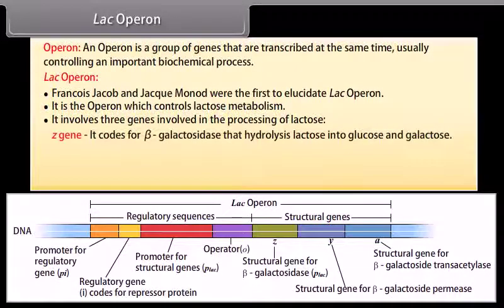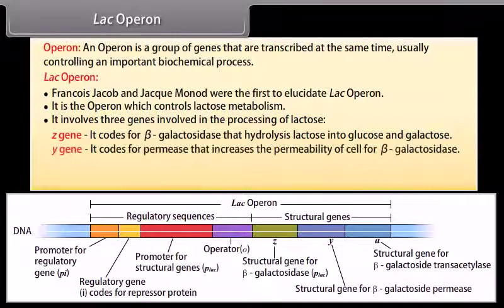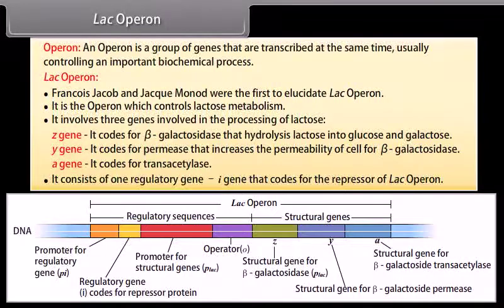Z gene. It codes for beta-galactosidase that hydrolyzes lactose into glucose and galactose. Y gene. It codes for permease that increases the permeability of the cell for lactose. A gene. It codes for transacetylase. It consists of one regulatory gene, I gene, that codes for the repressor of lac operon.